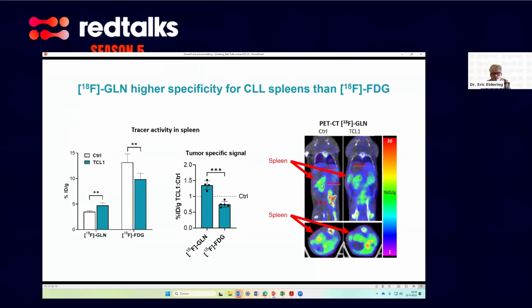So there is lots of absorption of the glutamine tracer by the kidney and also the bone. This is known. On the left here is the control mouse, and here is the TCL1 mouse. And in this part over here is the spleen, which does not light up in the control mice, but does light up in the PET image of the TCL1 mouse, confirming that also in the mouse, the CLL cells use glutamine as an energy source, and much more so than glucose.